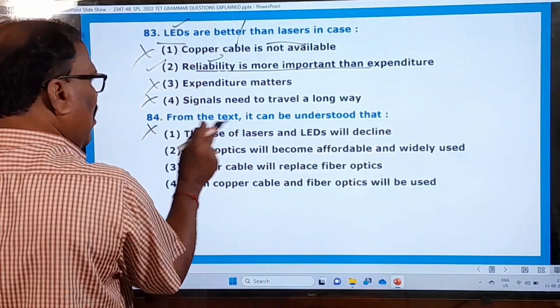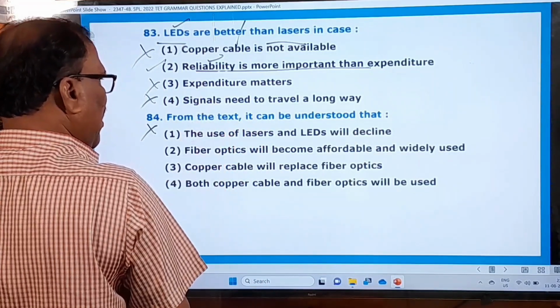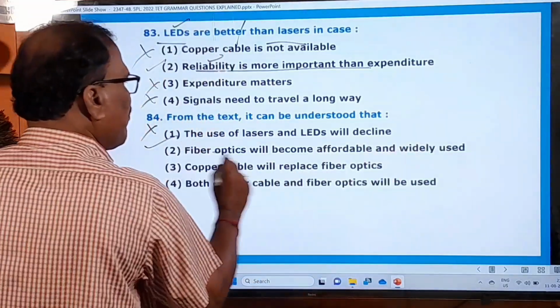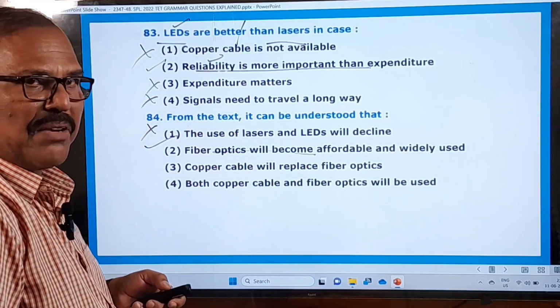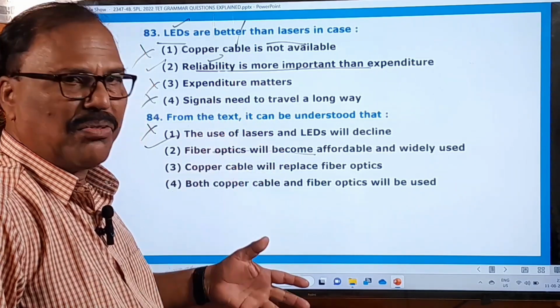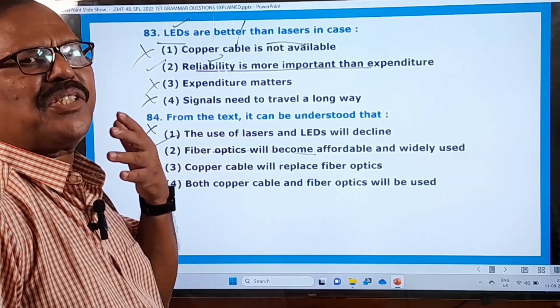No, this is not what we have learned from the text or passage. Fiber optics will become affordable and widely used. This is correct. In the near future, everywhere fiber optics. Even right now you can find fiber optics being used extensively.